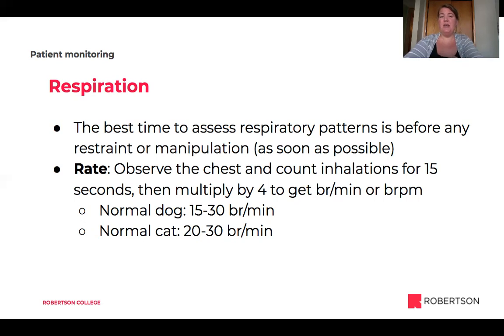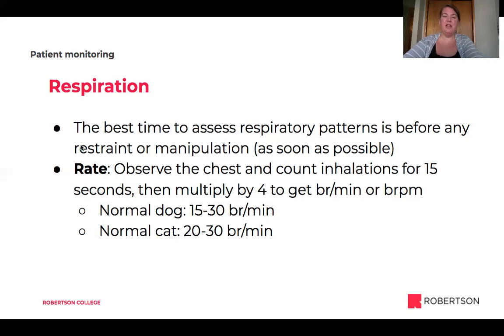So technically, even though body temperature is listed first, I usually do that one last, just because it's the most invasive. I usually observe the animal for respiration first, then I take a heart rate, which is our next thing that we'll talk about, and then I do body temperature and signs of perfusion.